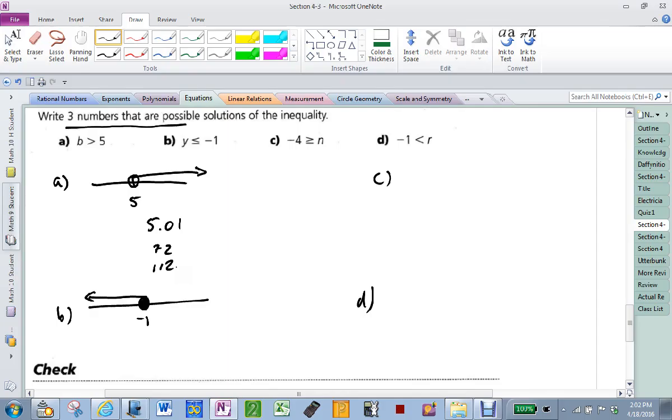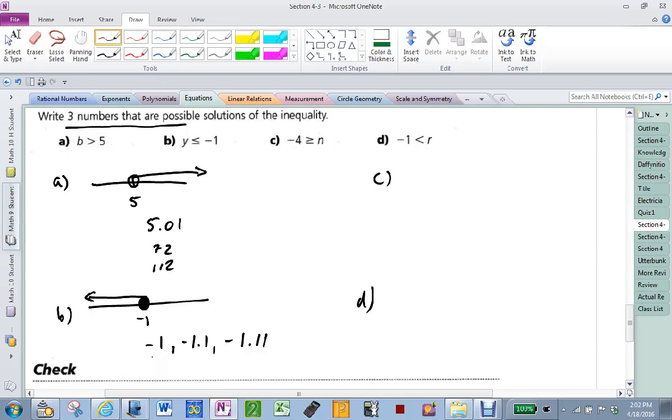No, none of them are 5, so I'm okay. What about this one? Negative 0.02. No. Negative 1, negative 1.1, all okay. He's absolutely right. The point I'm trying to make is there's an infinite amount of right answers here.